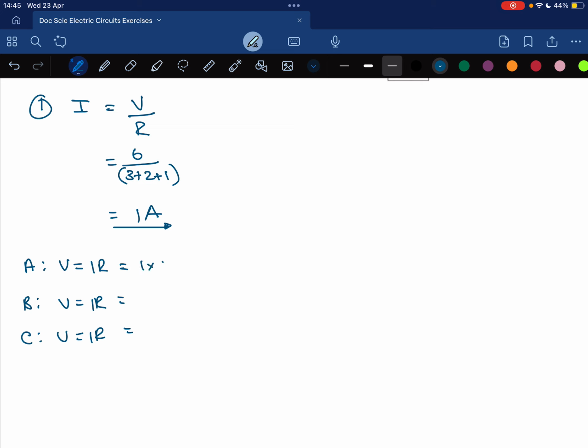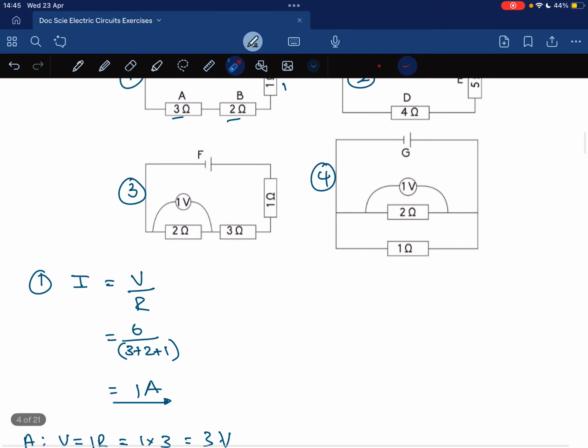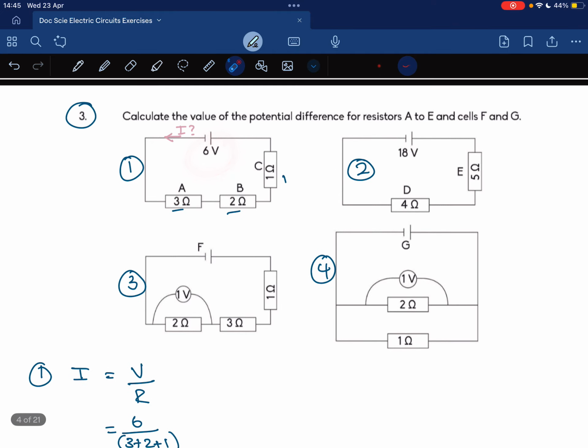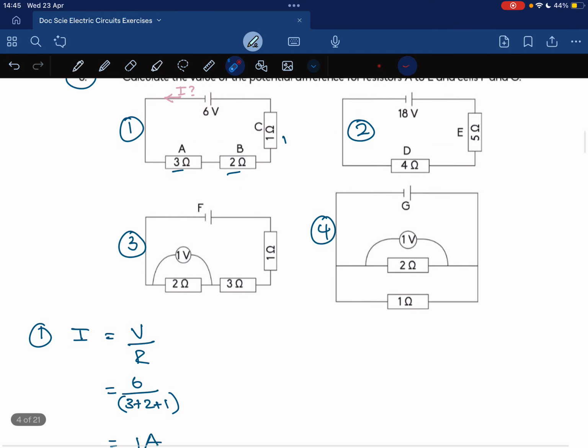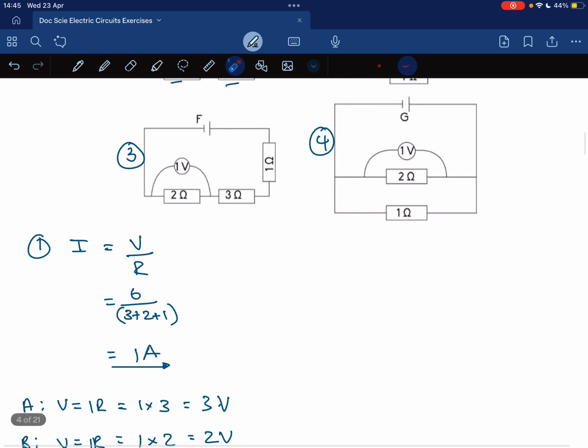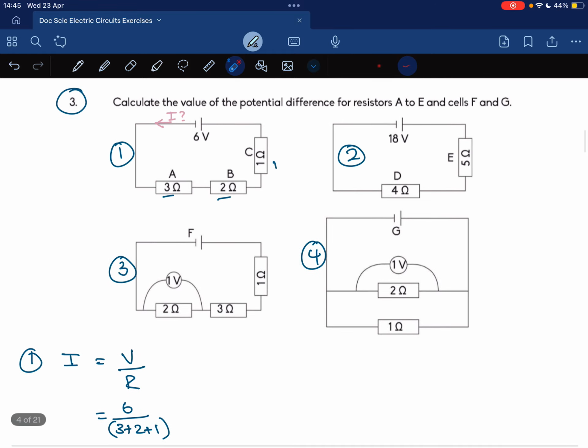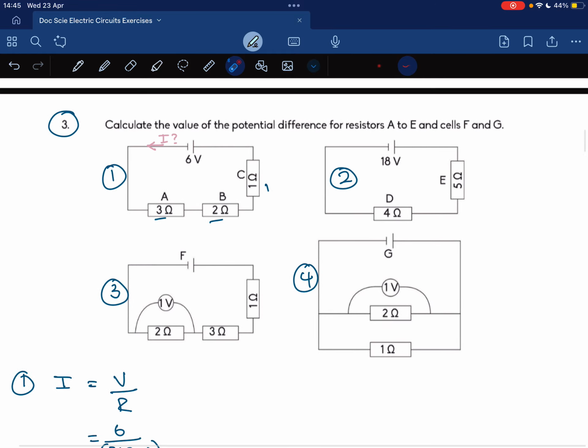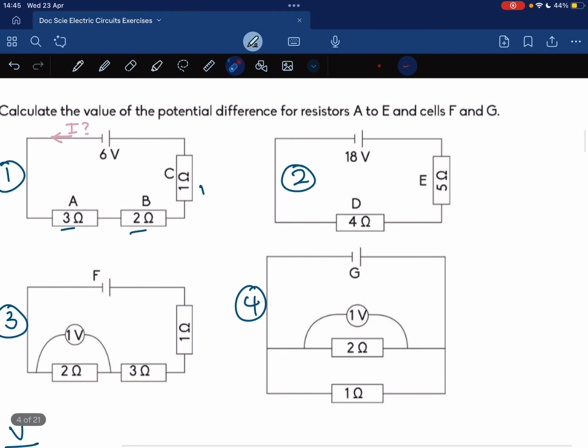Which will just be 1 times 3, 1 times 2, and 1 times 1, which will be 3, 2, and 1 volts each. And notice that when you take them all together, it should give you 6 volts. Okay, so that's for number 1. Then the second circuit, we are trying to calculate the voltage again for these two.